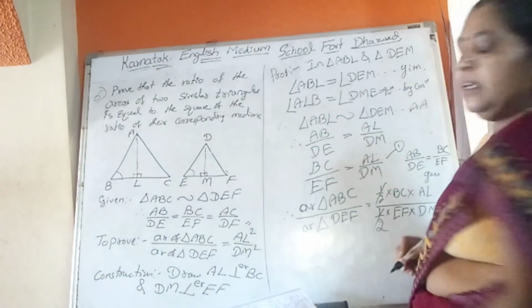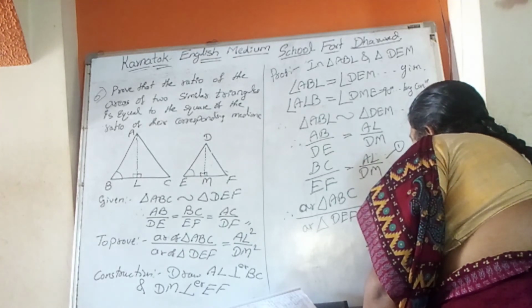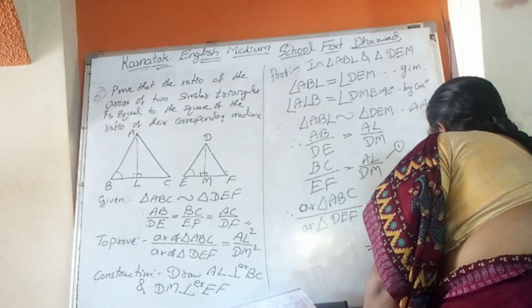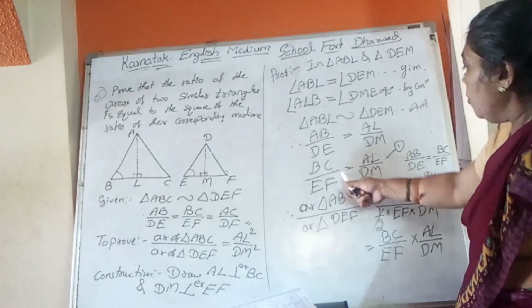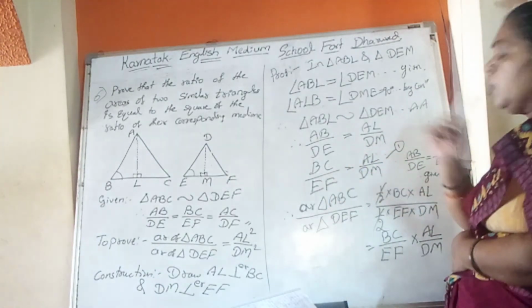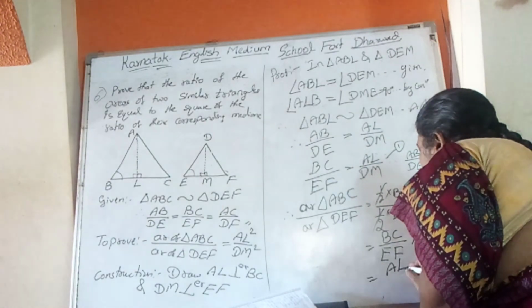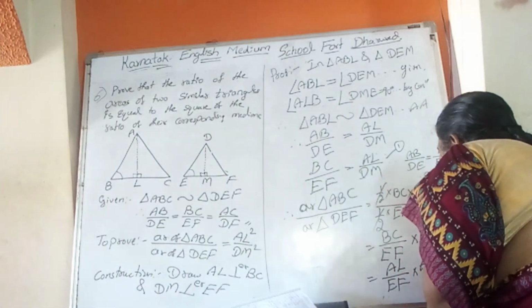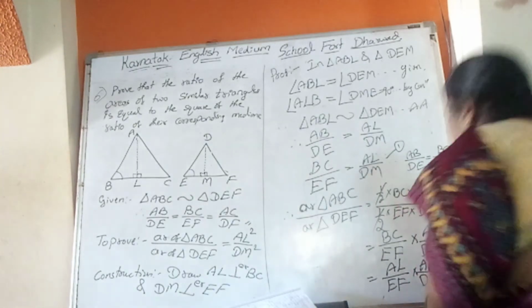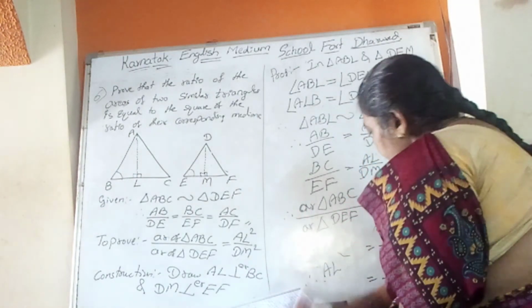So half gets cancelled. It is equal to BC upon EF into AL upon DM. You only proved here from 1 that BC upon EF is equal to AL upon DM. Instead of BC upon EF, I will write AL upon EF into AL upon DM. Therefore, AL square divided by, I'll write here this.